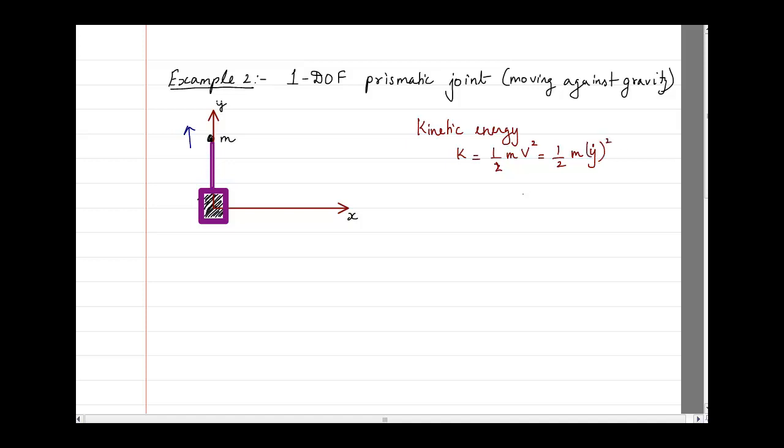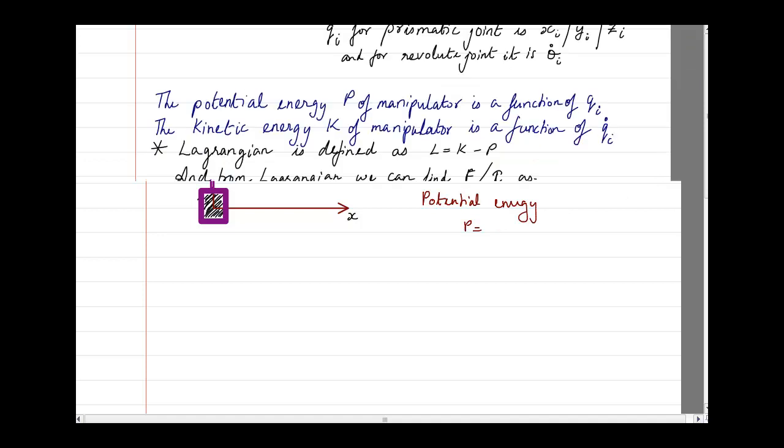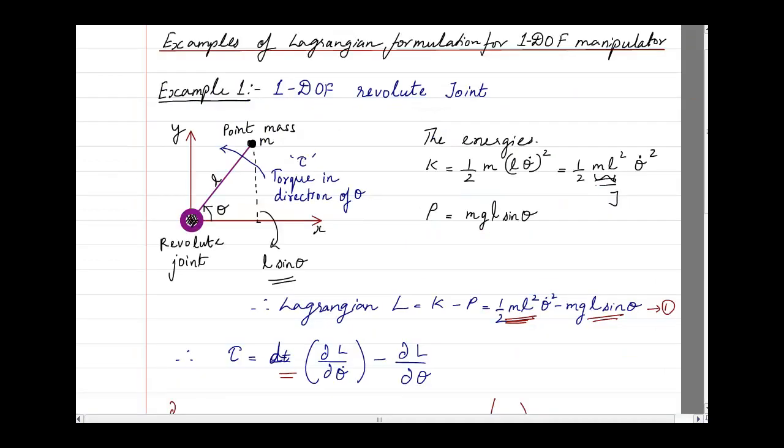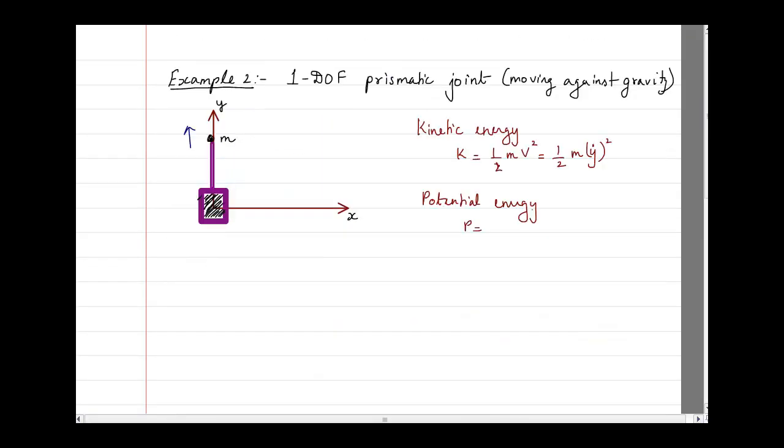Correct? And what is going to be the potential energy? The potential energy of the system is going to be P, which is mgh. Correct? If you remember, it was mgh. The potential energy is mg height, and the height is just whatever is the position here, which we are taking as y.